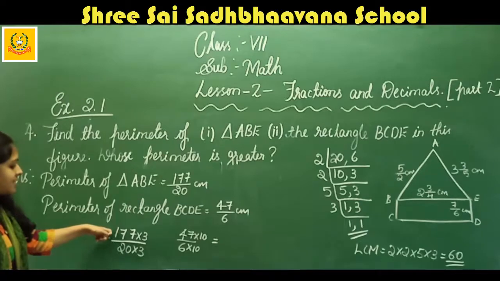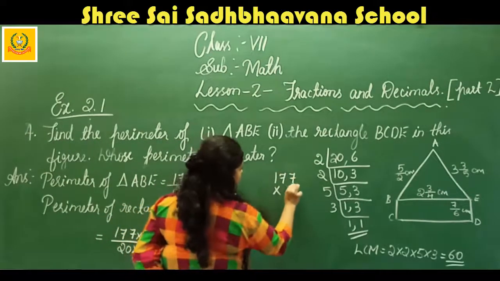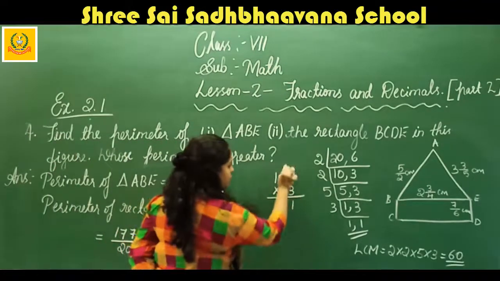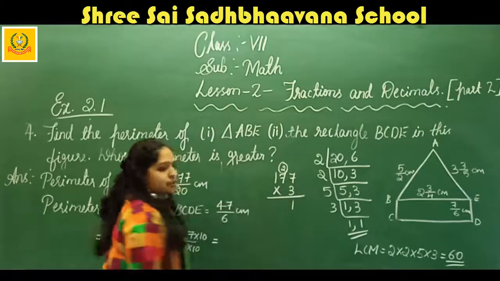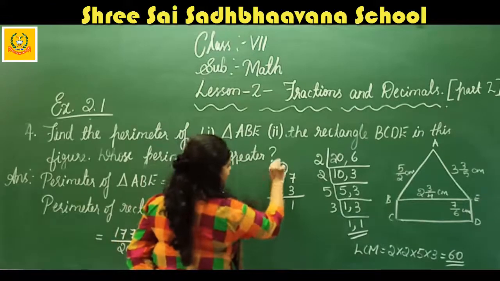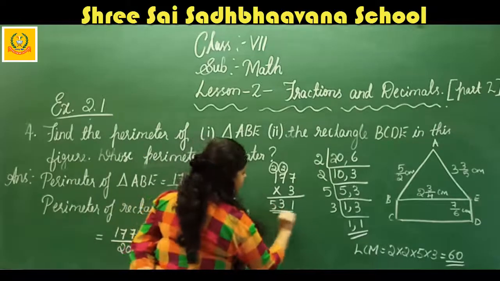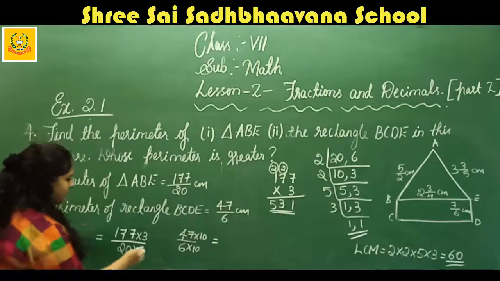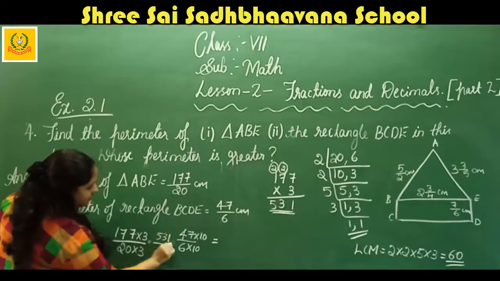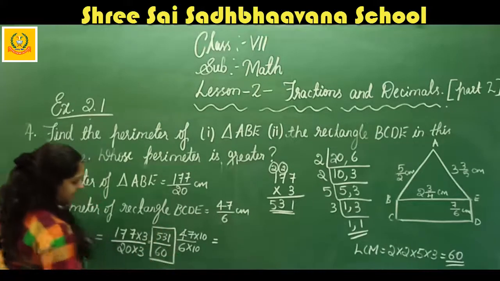So here what we have to do? 177 into 3. We'll multiply 177 into 3. 3 sevens are 21, write 1, 2 you have to carry. 3 sevens are 21, 21 plus 2, 23. Again 2, 3 ones are 3, 3 plus 2, 5. So what is the answer you got there? 531. Here only I will write. 531 by 60. Okay? I'll write inside the box.